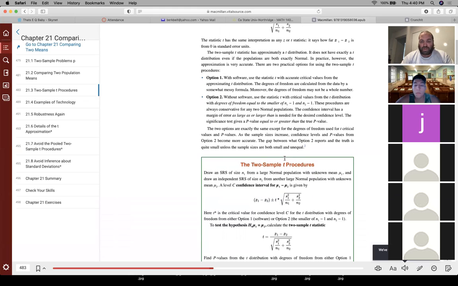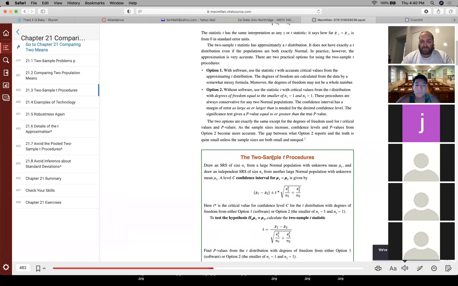Okay, so what exactly is the 2 sample T procedure? Let's take a look. 1, they have to be SRSs. I already mentioned that. They have to be normal. I already mentioned that. We don't know the means.